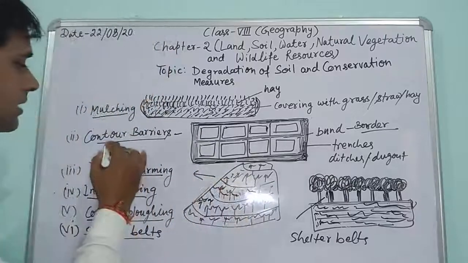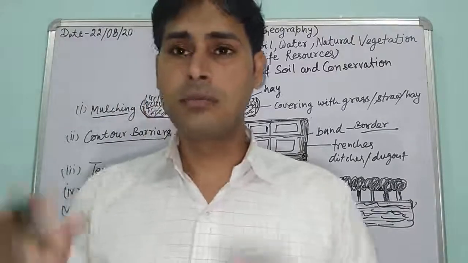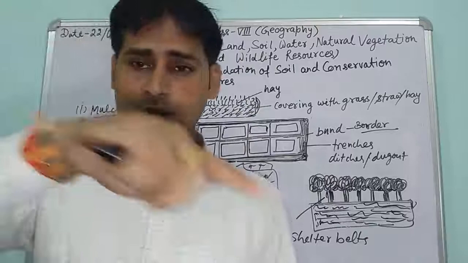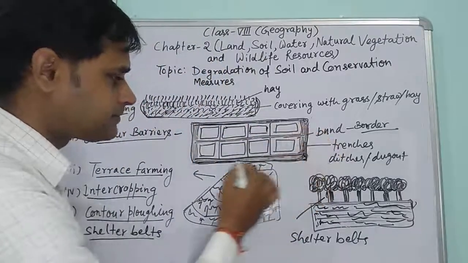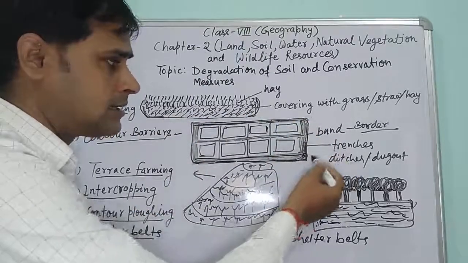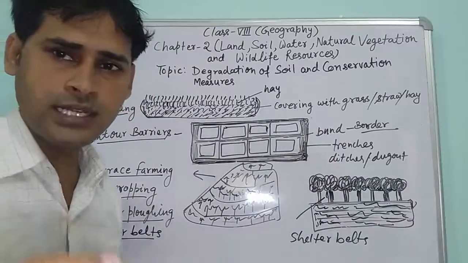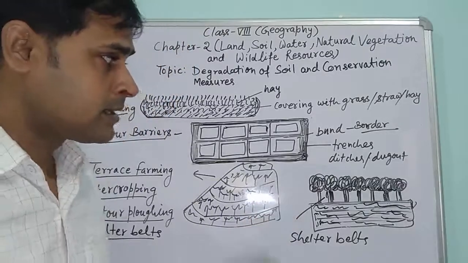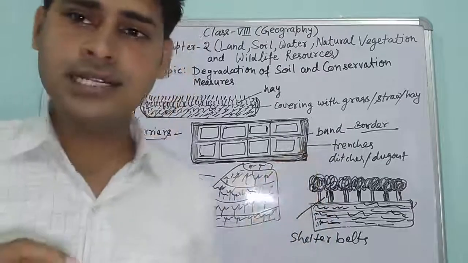Next topic is contour barriers. Contour means what? Border or outline. So barriers are made on the border. You can see here in the figure, borders are made. It is an outline border, and these borders are just like a bund. You have read about bunds in 6th class. So a bund is made, and just after the bund one ditch is made, that is called a trench.